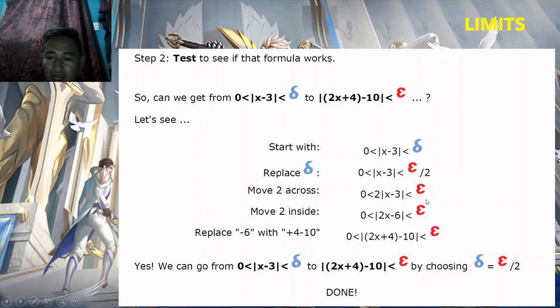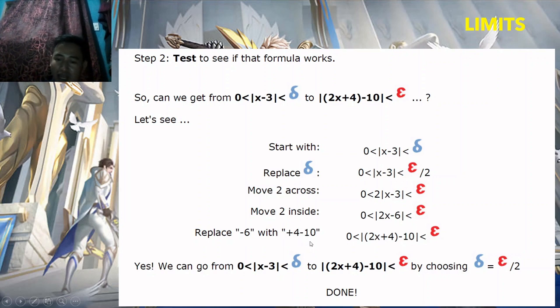Okay. The next class, multiply by 2 on all sides. So 2 times 0, 0 again, times 2 here. Then epsilon over 2 times 2 is just epsilon. Okay. The next class, the 2 can go inside the absolute value, so it is multiplied with x minus 3. So that's the value of 2x minus 6. Then this minus 6, we can write it as 2x plus 4 minus 10. Right, this minus 6 can be plus 4 minus 10.